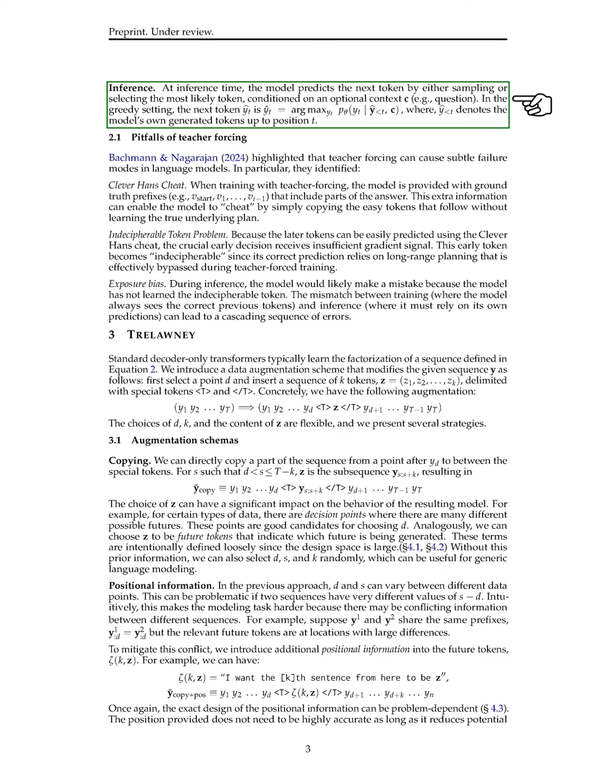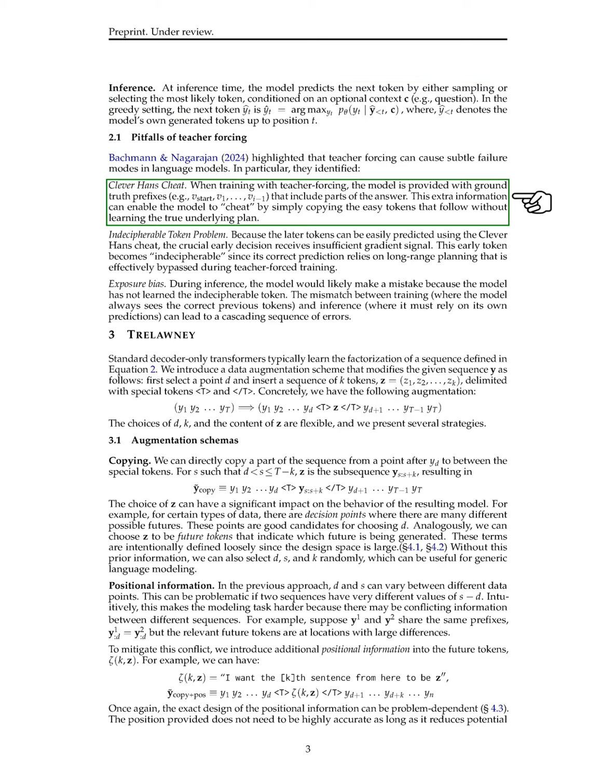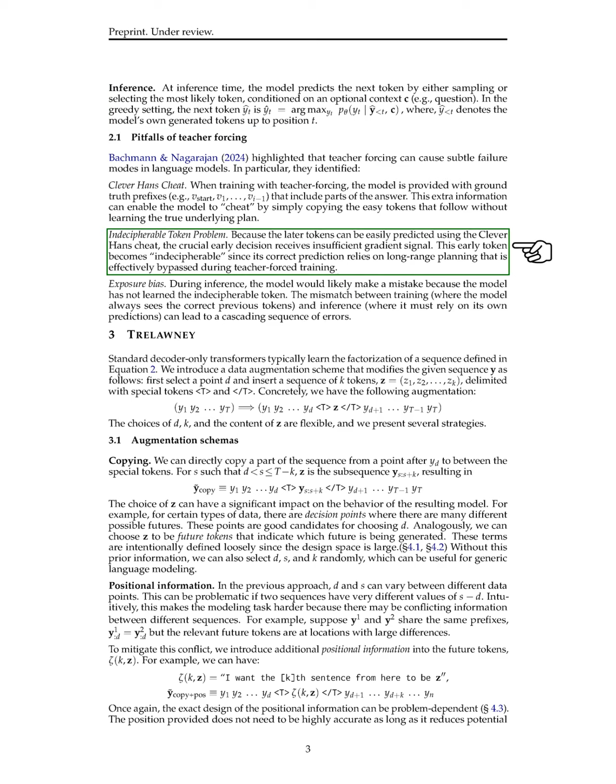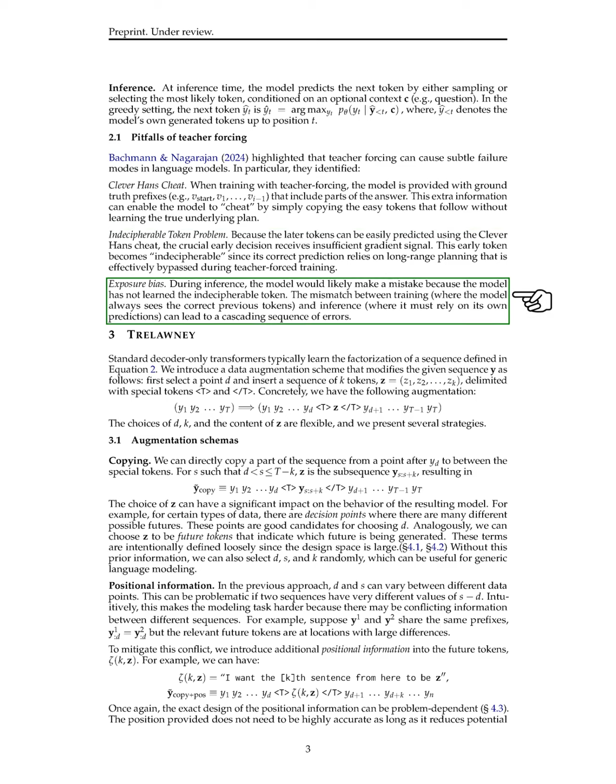We also highlight some pitfalls of teacher forcing. One issue is the clever Hans cheat, where the model can cheat by copying easy tokens instead of learning the underlying plan. Another problem is the indecipherable token problem, where early decisions receive insufficient feedback, making them hard to predict. Finally, exposure bias occurs during inference, as the model may make mistakes due to the mismatch between training and inference conditions, leading to a series of errors.